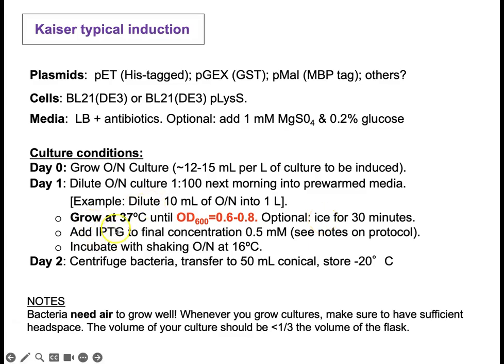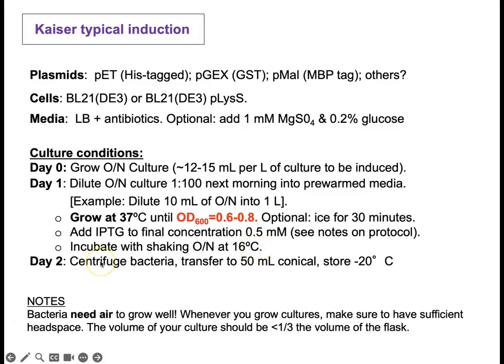We are then going to add IPTG to a final concentration of 0.5 millimolar. We may vary this a little bit, but this is where we're basically adding our inducer. And then we're going to turn down the incubator and shake overnight at 16 degrees Celsius.